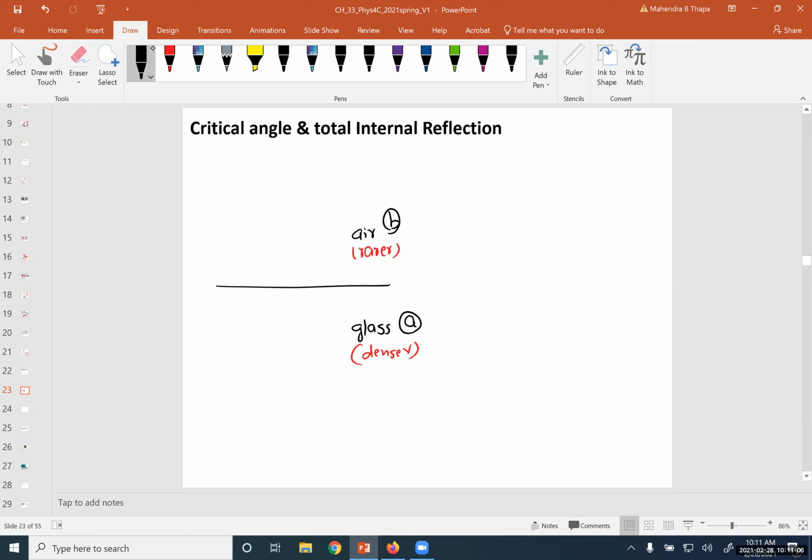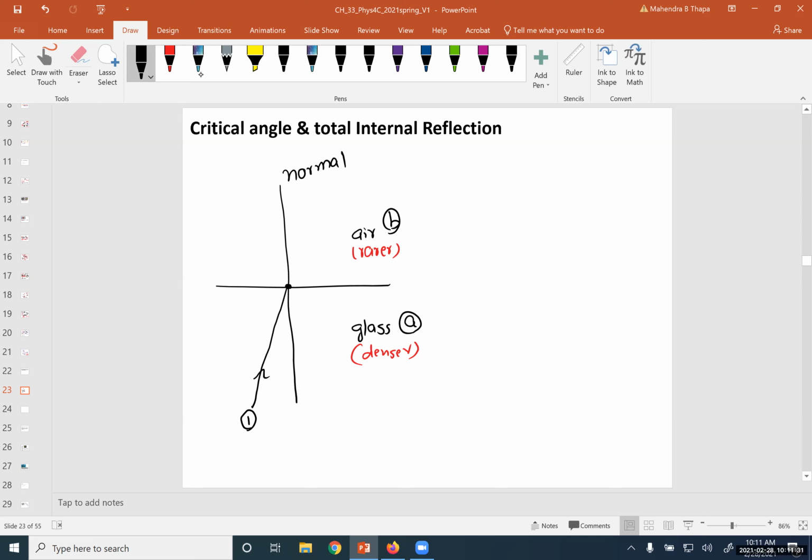Okay, now draw a perpendicular line at this point. So this is the normal at this point. Okay, so if I send incident light, first ray, this is the first ray.